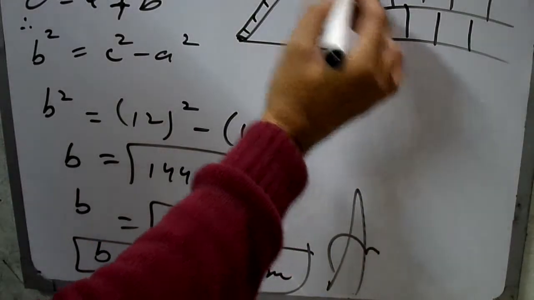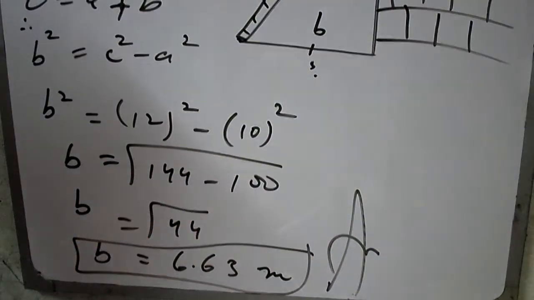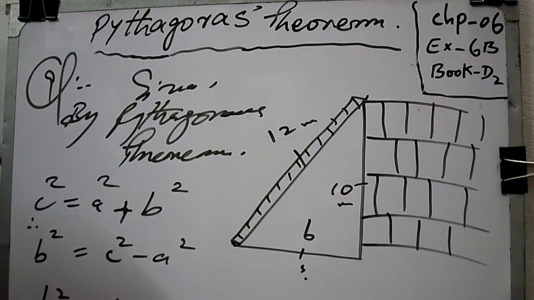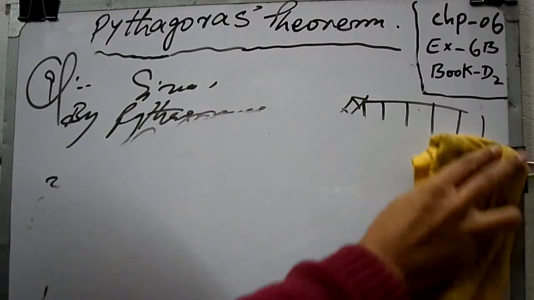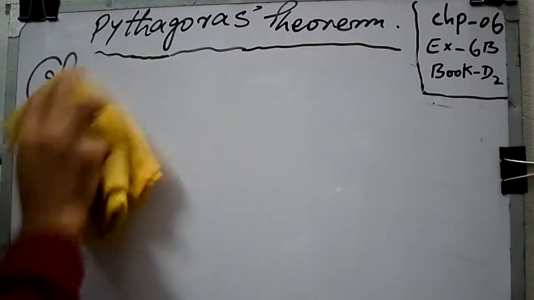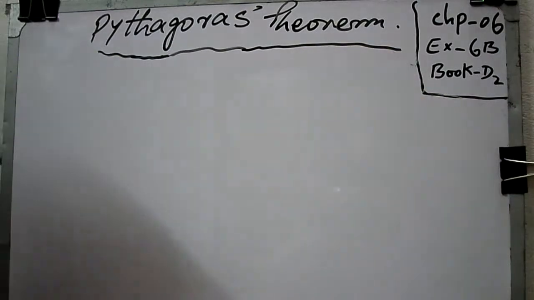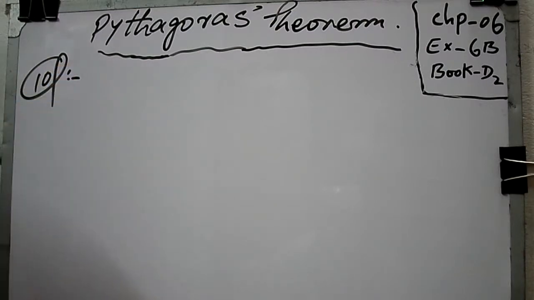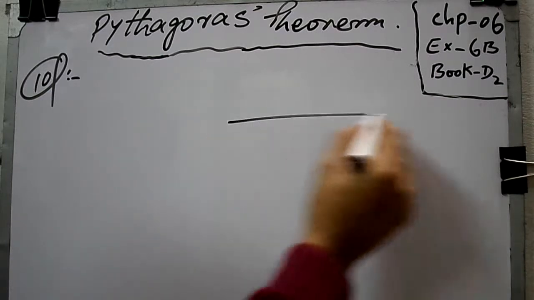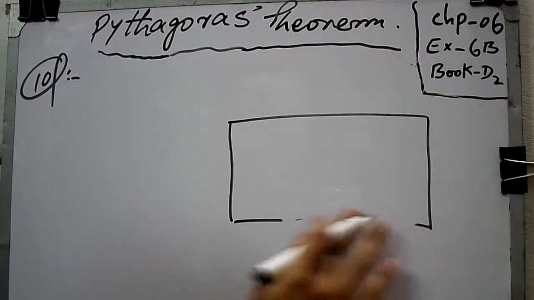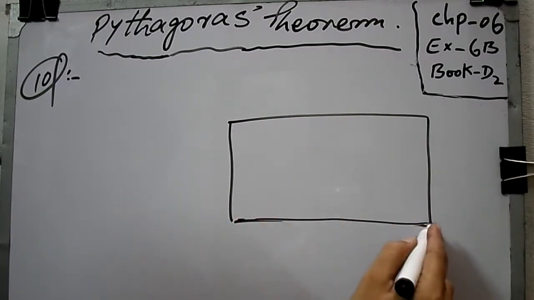That is your 10 meter, that is your 12 meter. Now coming to question number 10. A man runs from one corner of a rectangular field. What it means is, you have to draw a rectangular field, just like this. You can see here, that is a rectangular field.